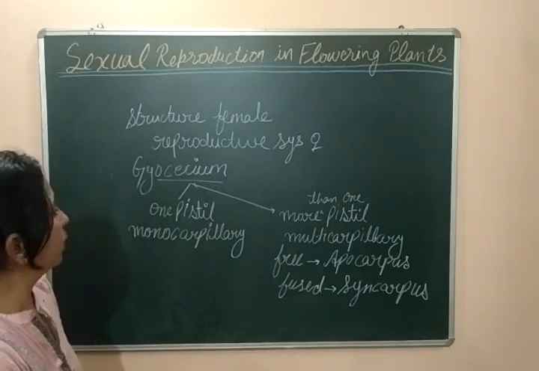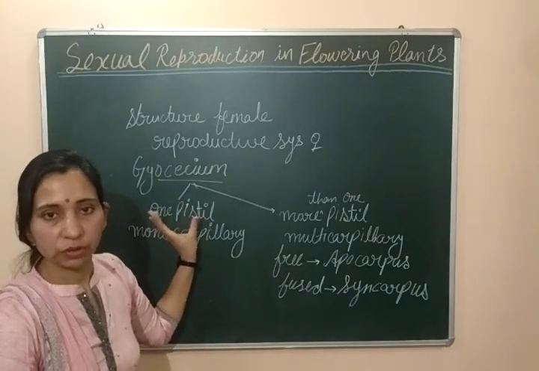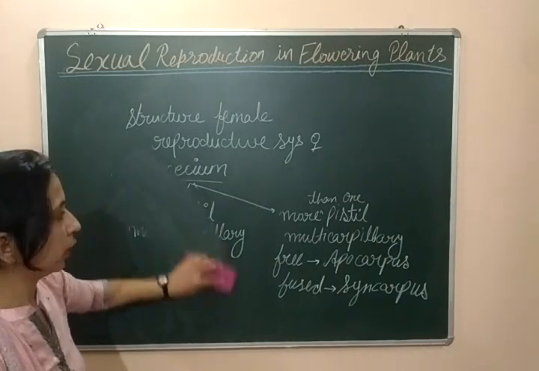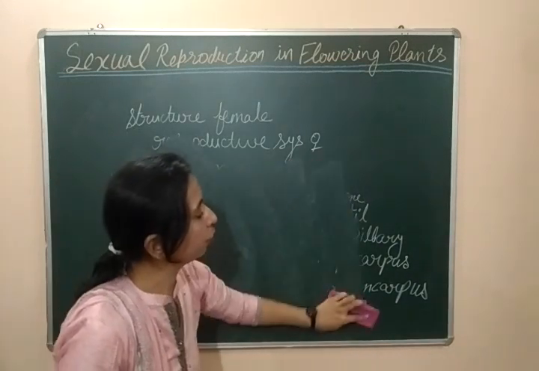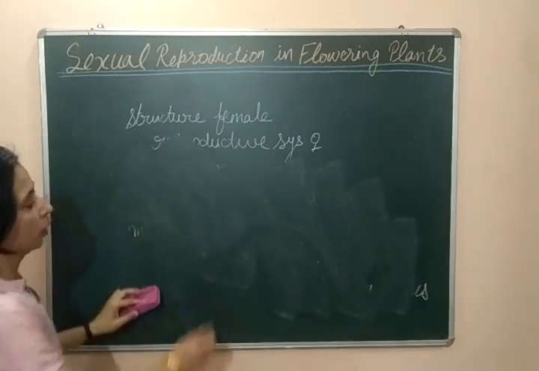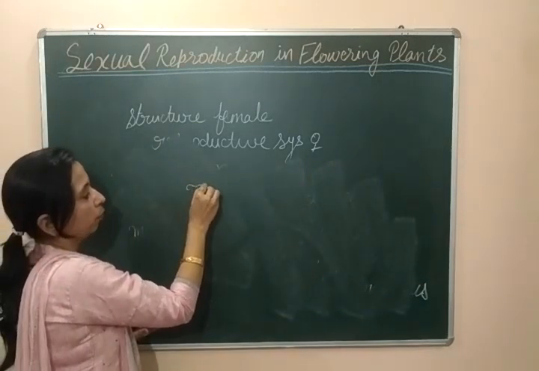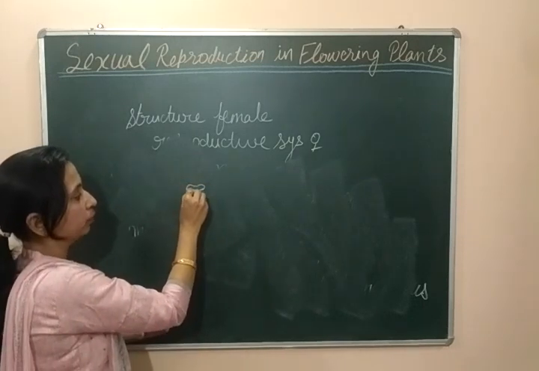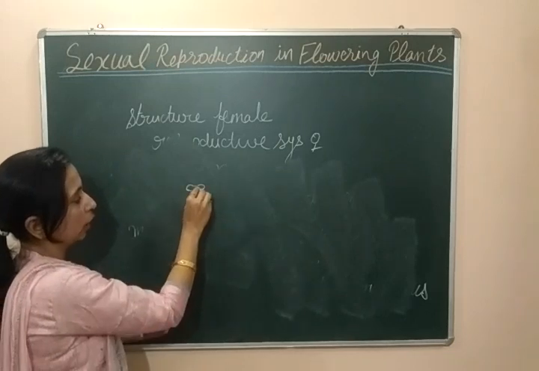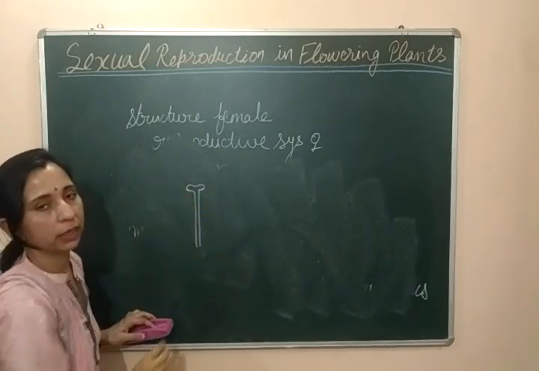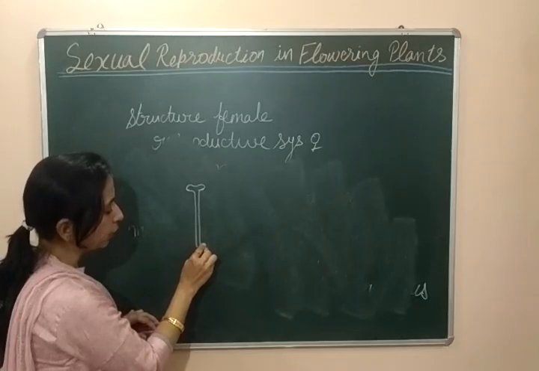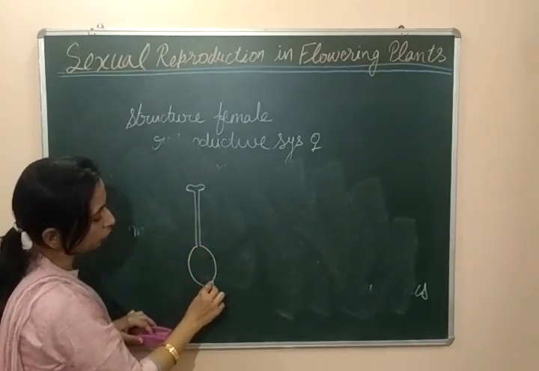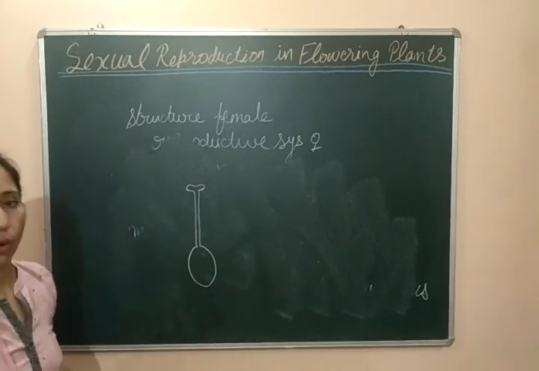Now let's take the detailed structure of this pistil. This pistil is formed of three important parts. Pistil has an uppermost swollen part that is known as stigma. Then it connects with a slender tube-like structure, that is the style, and it opens into the lower bulged part. नीचे की तरफ एक bulged part होगा, that is the ovary.